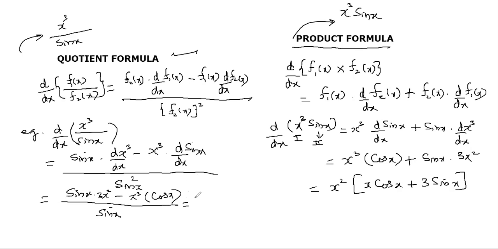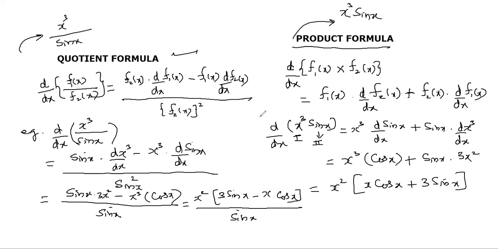Now you can take x square common. So x square into 3 sine x minus x cos x, divided by sine square x. So this is all about how to find the derivative of functions when they are in product, when they are in addition, when they are in division, when they are in subtraction.